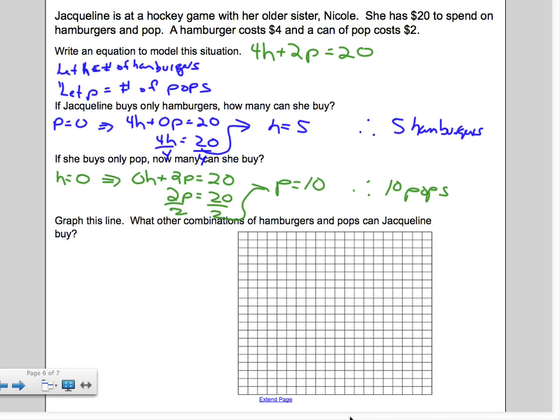Okay, can you remember your therefore statements? I took a shortcut, I said 5 hamburgers, but we want complete sentences. Therefore, she can buy 5 hamburgers. Therefore, she can buy 10 pops. Okay, I just want to get through this.